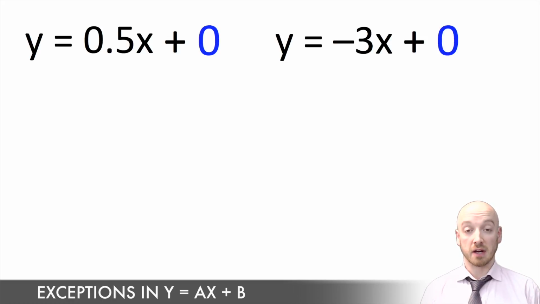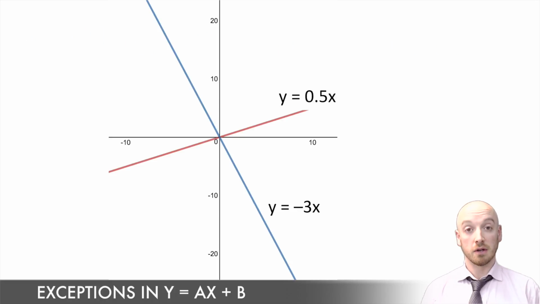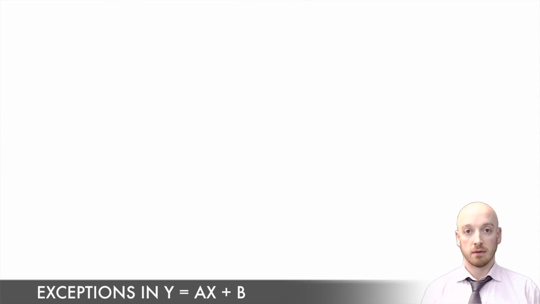So these two lines actually do have y-intercepts. It's just that because we're kind of lazy by nature, if the y-intercept is 0, we don't bother writing it. So it's understood, though, if a line doesn't have a y-intercept in its equation, like one of these two, that those lines actually do pass through the origin. They do have a y-intercept. It's just 0.